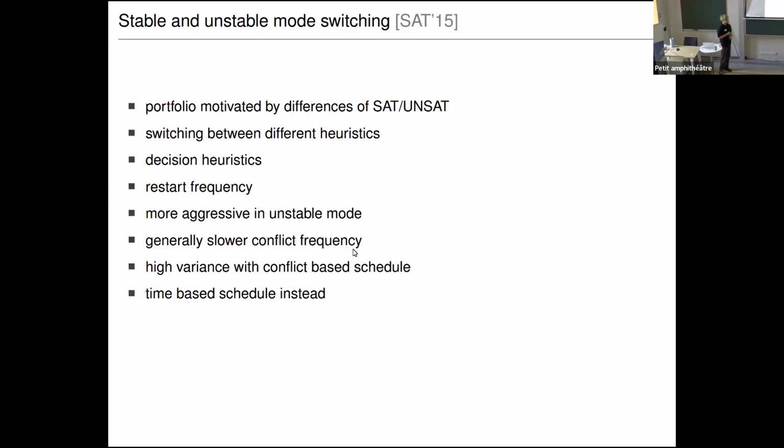We want both sets of heuristics to work the same amount of time. We're not trying to predict whether this benchmark is going to be satisfiable or unsatisfiable. We just want to throw both heuristics at it and see what happens. So how are we going to get a time-based schedule?